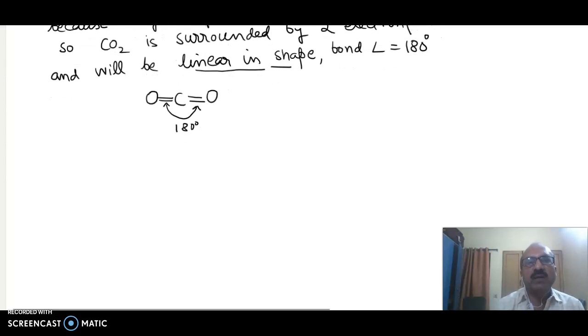So you will come across many other examples of molecules where it may be necessary to apply VSEPR and predict the shape and the bond angles. If you have understood the principles that I discussed in my two videos, it will not be difficult for you to apply VSEPR and be able to predict the shape and the bond angles present in that molecule.